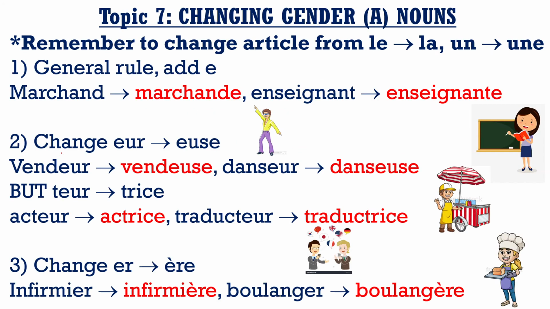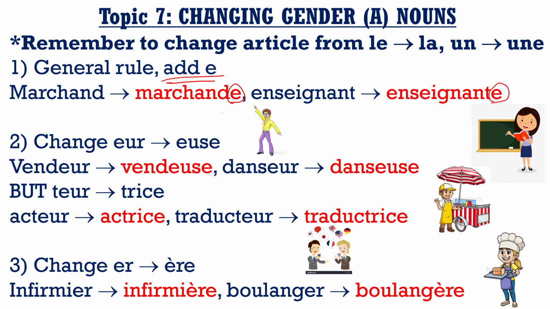Now the rules for changing the gender of nouns and adjectives are a little different, so they have been taken up separately. The general rule is to add an e. Most will form their feminines by adding an e. Marchand becomes marchande with an e, a vendor or a seller. Enseignant becomes enseignante with an e, teacher.